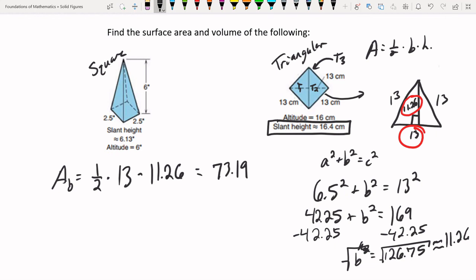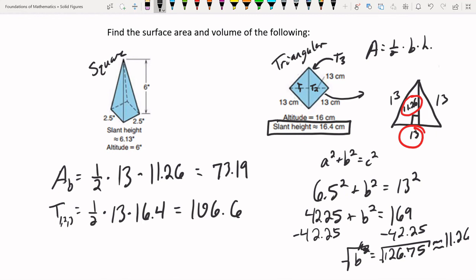So we can find the area of those things, 1, 2, and 3, is 1/2 times the base, which is 13, times the slant height, which is 16.4. Doing that gives us 106.6.